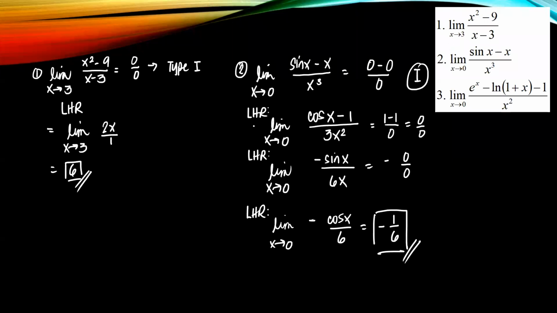So that means you can apply L'Hopital's rule multiple times. In this case, you applied LHR 3 times just to obtain the answer. But it is essential that before you apply LHR, it has to be case number 1 or type number 1. All right, let's go to number 3.